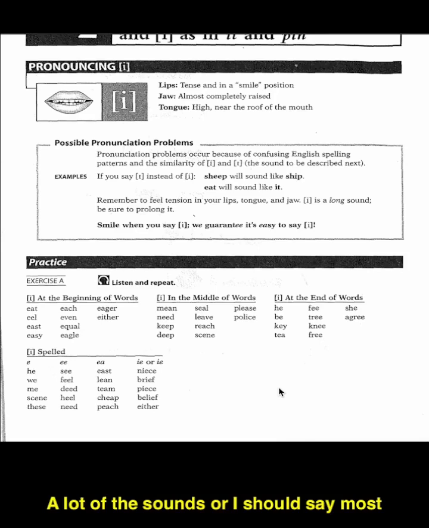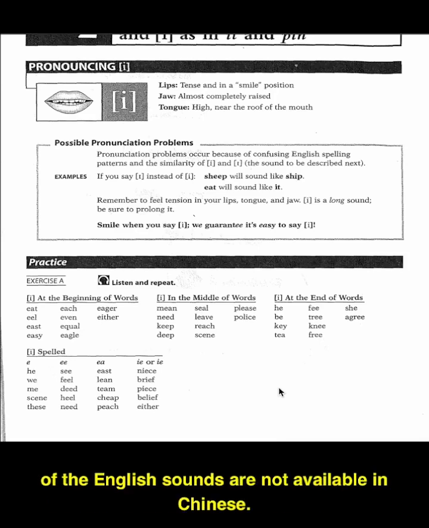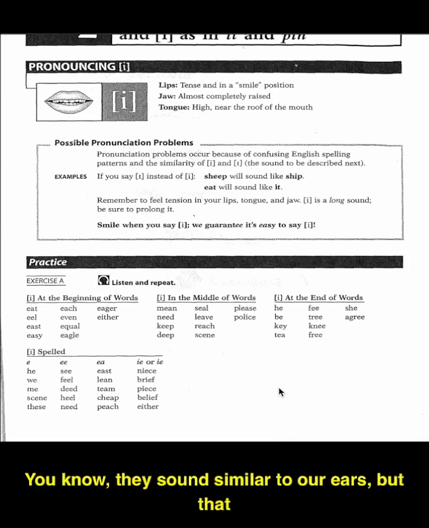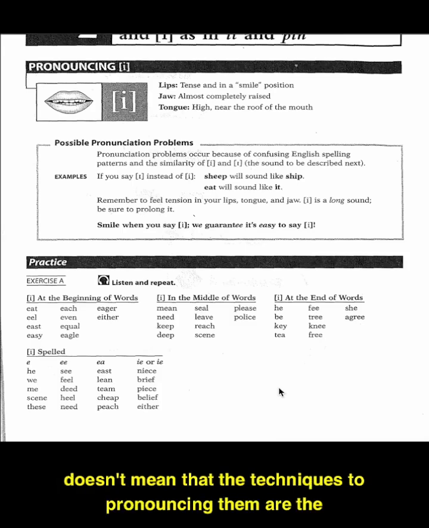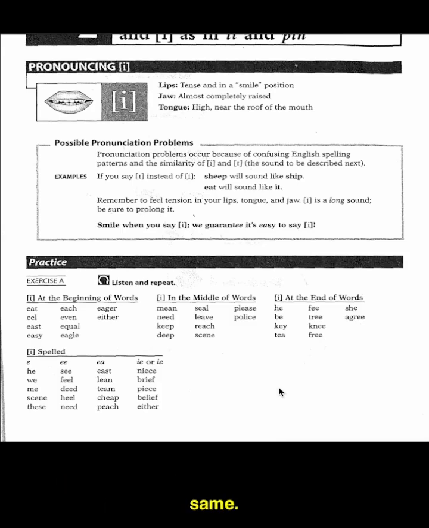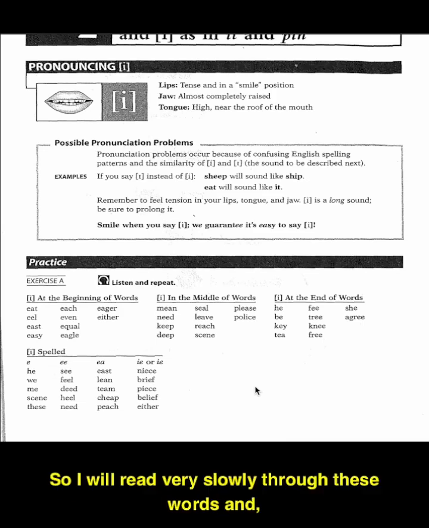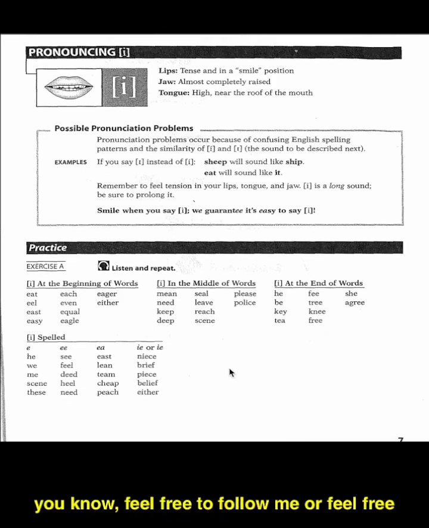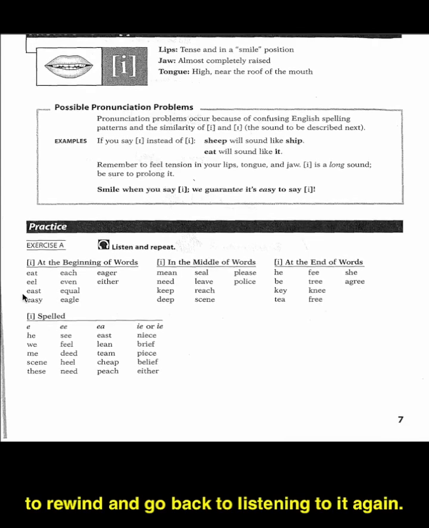A lot of the sounds, or I should say most of the English sounds, are not available in Chinese. Maybe there are similar sounds in Chinese, they sound similar to our ears, but that doesn't mean that the techniques to pronouncing them are the same. So you need to really differentiate that. All right, so I will read very slowly through these words, and feel free to follow me, or feel free to rewind and go back to listening to it again. Let's start with this one.